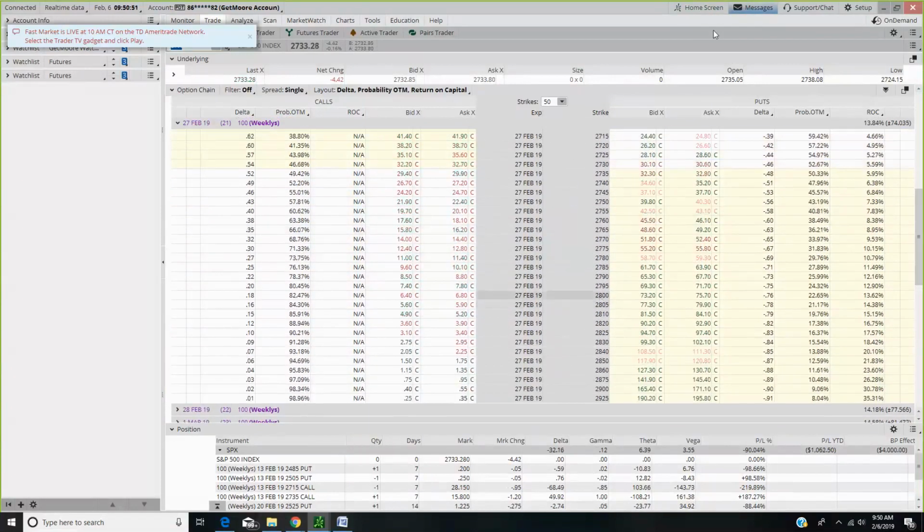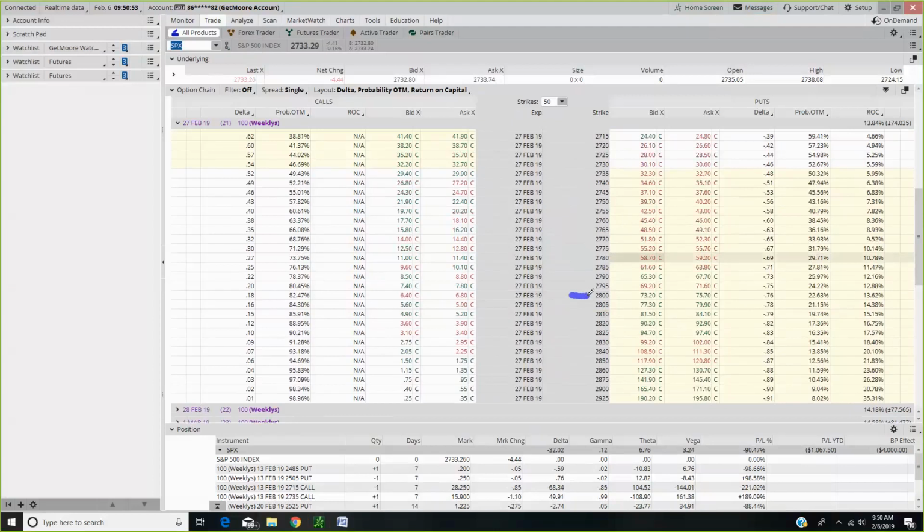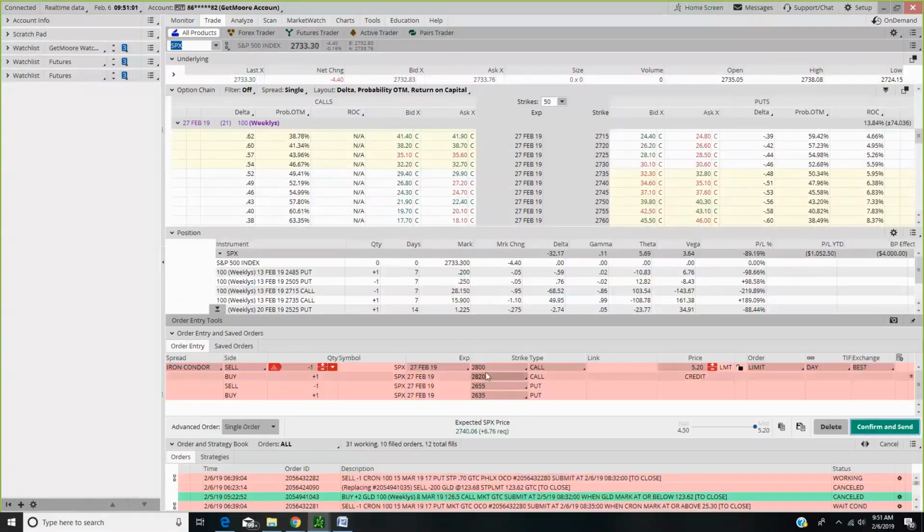we're looking at the 2800 call to sell and the 2820 to buy. Okay, that's our numbers, and that's what this shows you right here. You're selling the 2800 call, you're buying the 2820. Mine doesn't have the one you are using, delta probability.